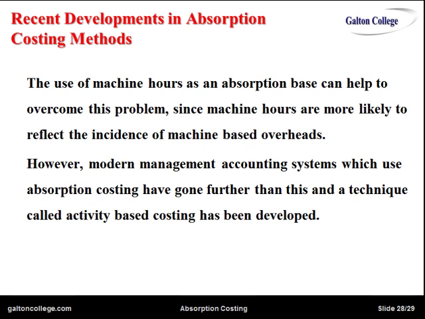Machine hours are more likely to reflect the incidence of machine-based overheads. However, modern management accounting systems which use absorption costing have gone further than this, and a technique called activity-based costing has been developed. We're not going to look at it, but absorption costing is changing. That's the point. So what we need, as I said earlier, is the basis for the allocation and how the overhead is split between the cost centres. What are the cost centres and how are they relevant in the whole pricing and costing schema? And what is absorption costing and what are its up and downsides?